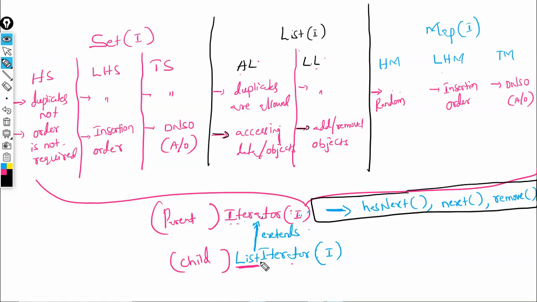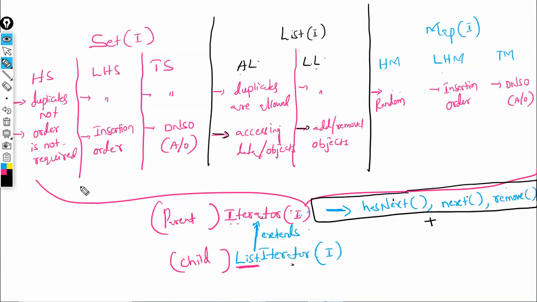Being a child, will it get the parent property or not? Yes. Therefore, ListIterator will get the hasNext method, the next method, and also the remove method. So along with these three, ListIterator has its own six methods. What are those? We know some.